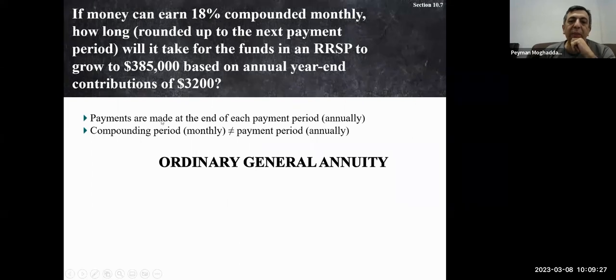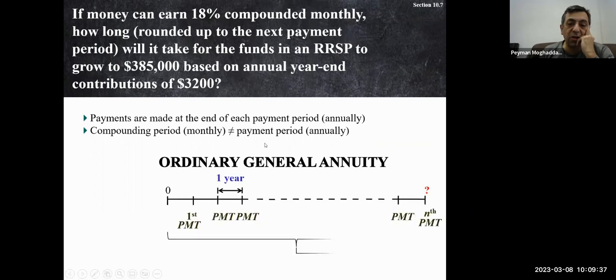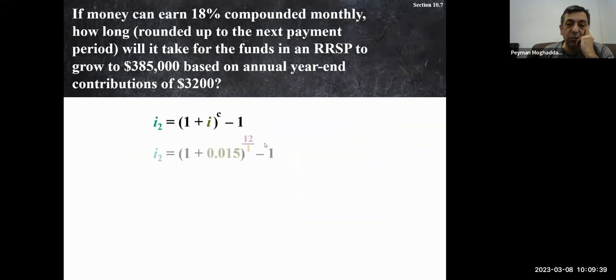Since it's general, you see guys, as soon as you see general, you have to find I2. So since it's general, you definitely need to find I2. I2 is going to be (1 plus i) to the power of C minus 1. C is the compounding frequency of your interest rate divided by the number of payments per year. It's going to be 12 divided by 1 payment per year. So it's going to be this, and this is going to be this.